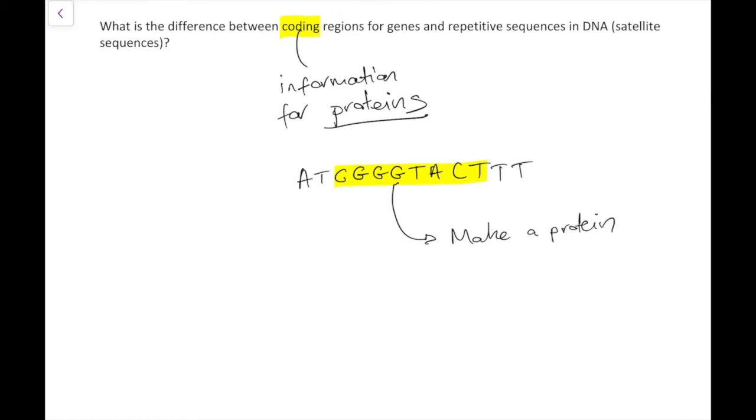And what that means is that other sections, this section over here, does not have the information to make a protein. And so this region here would be a coding region, because we can make a protein, and this would be a non-coding region.